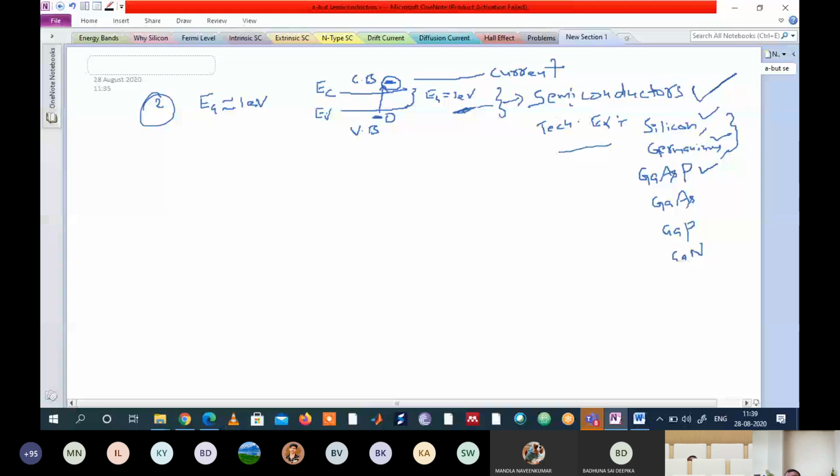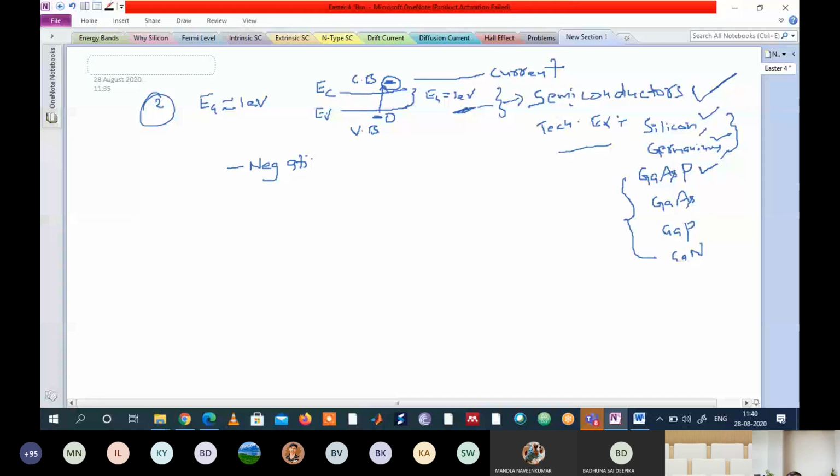Got it? Please note these points, very, very important points for competitive exams: single crystal semiconductors and compound crystal semiconductors. These are called semiconductors. And one important point I want to tell you here: all semiconductors possess a negative temperature coefficient.